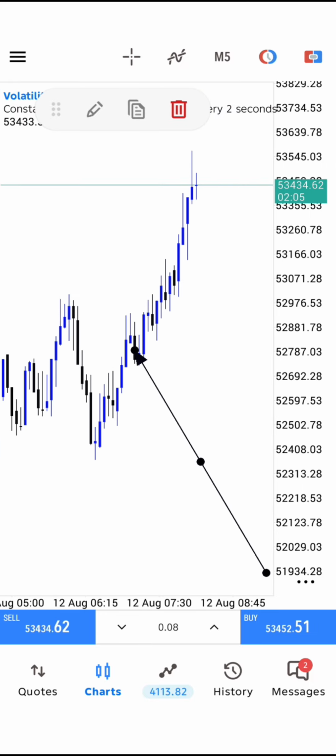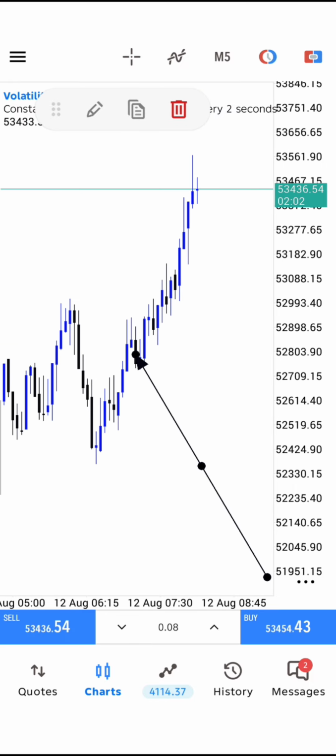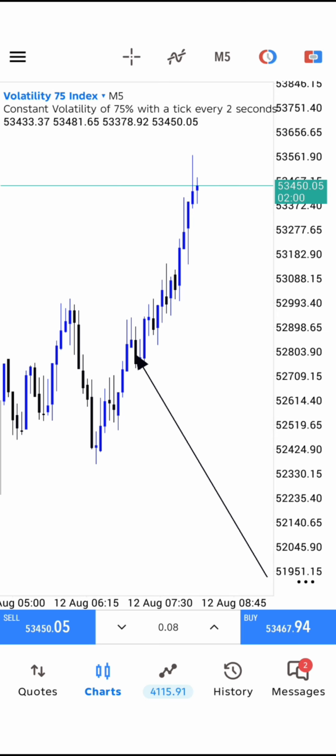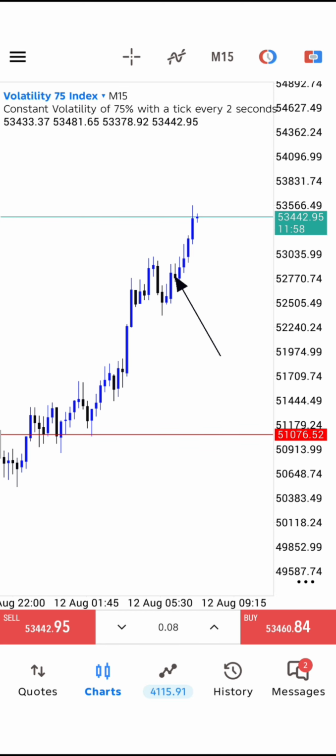I'm also helping you guys to understand the movement of the market. Now there's going to be a pullback again for us to enter. I missed all these trades actually.